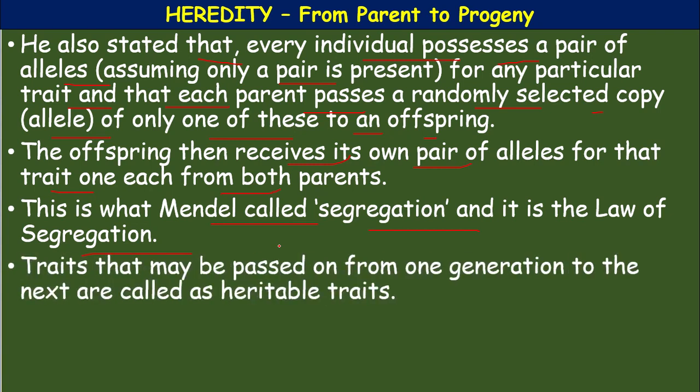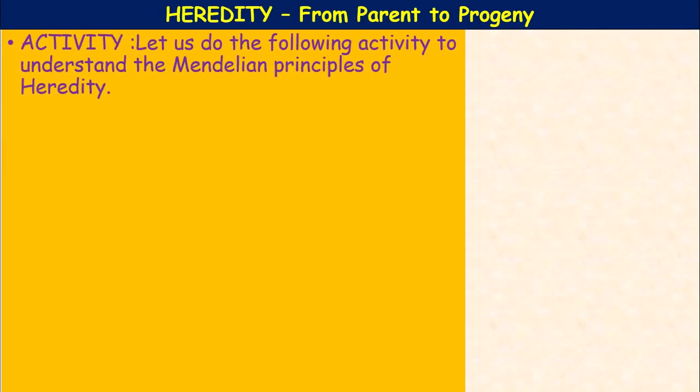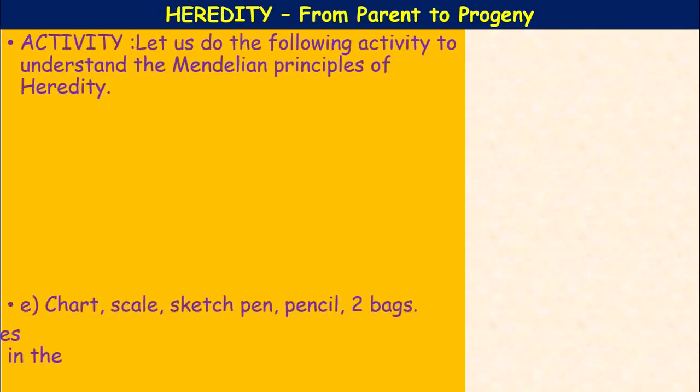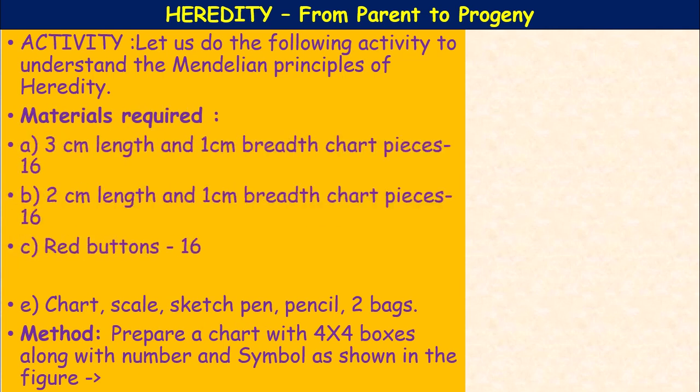The traits that may be passed on from one generation to the next are called heritable traits. Traits means the characteristic features. We have studied some of them for the pea plant in the experiments conducted by Mendel. So, what are those experiments? Here a simple activity is given. Let us do the following activity to understand the Mendelian principles of heredity.